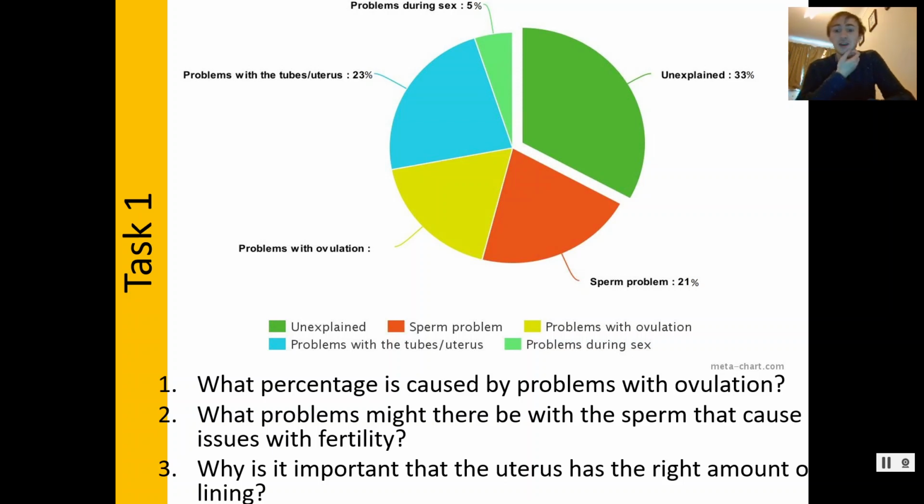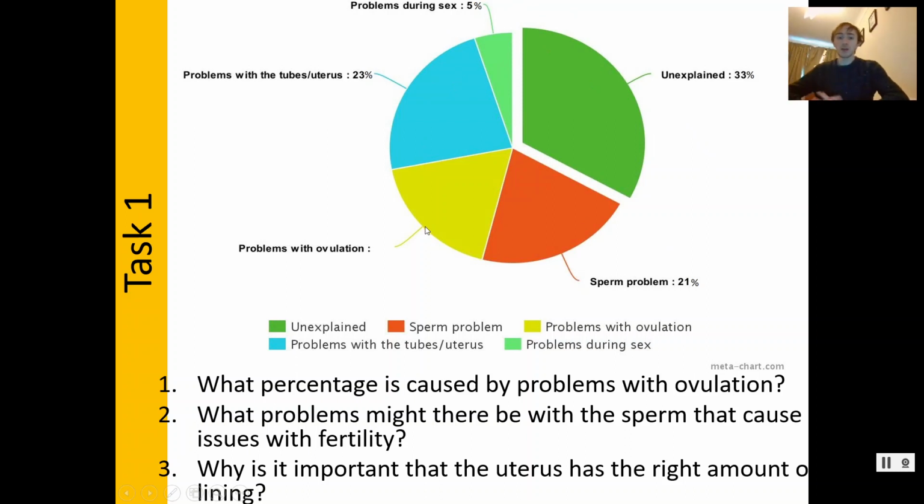So, the percentage caused by problems with ovulation. Well, we hopefully should all know that it should all add up to 100%. So if we add up the numbers, you've got 23, add 5 is 28, add 33 is 61, add sperm problem 21 is 82, so I think 18%. If I've done my maths wrong there, I'll apologise. Do it one more time. 54, 59, 82, yes, 18% with ovulation.